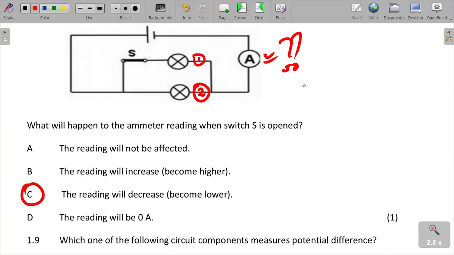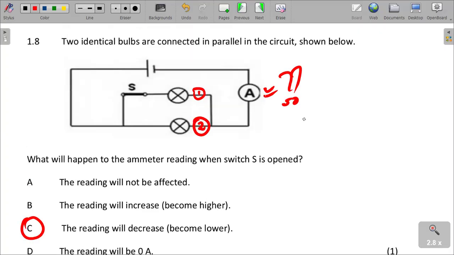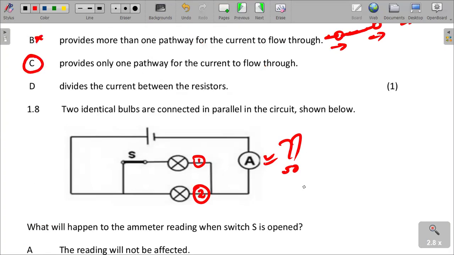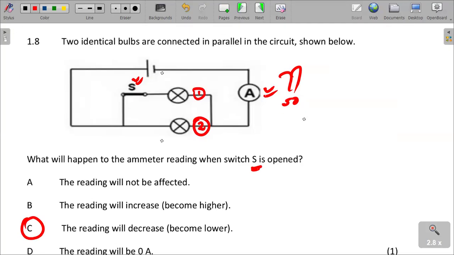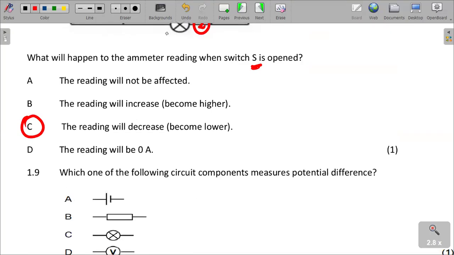When the switch S is opened, what will happen to the ammeter? The reading actually becomes lower in terms of the ammeter reading. There are two bulbs connected in that regard, so when S is opened, it affects the ammeter reading. Hence, it becomes lower.